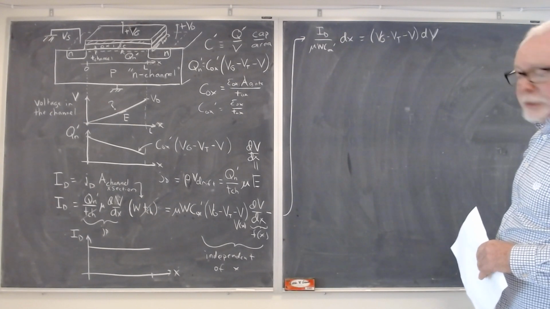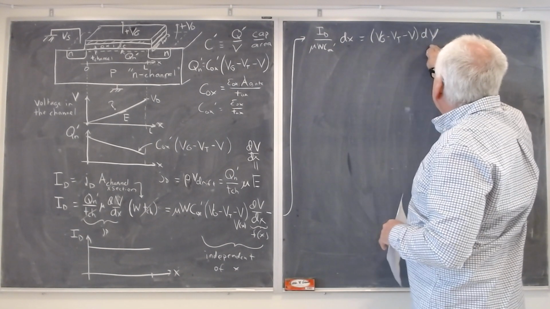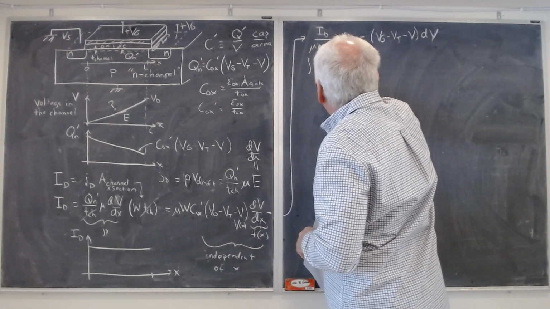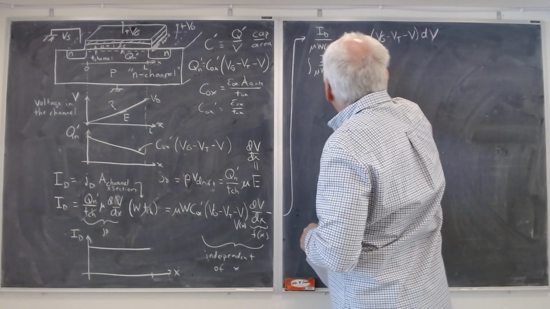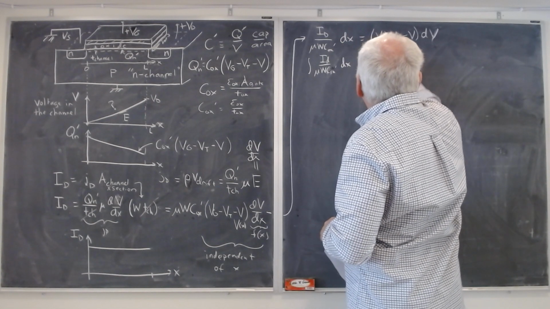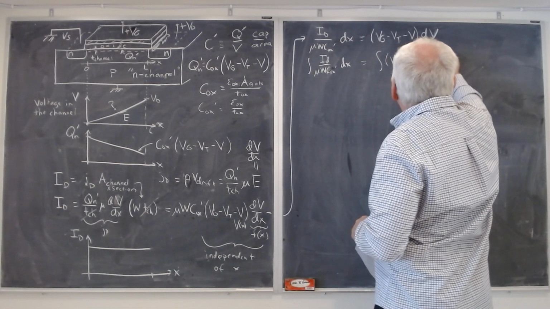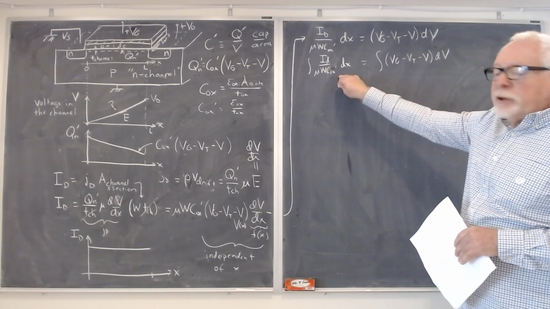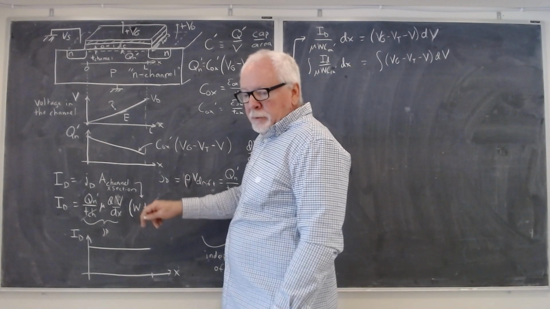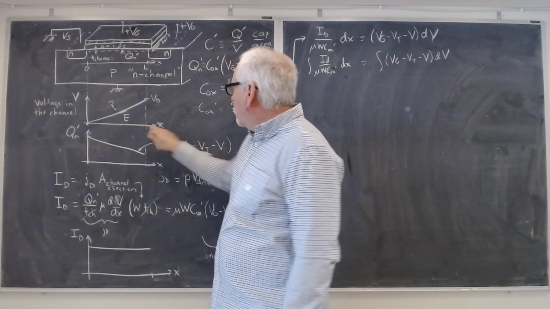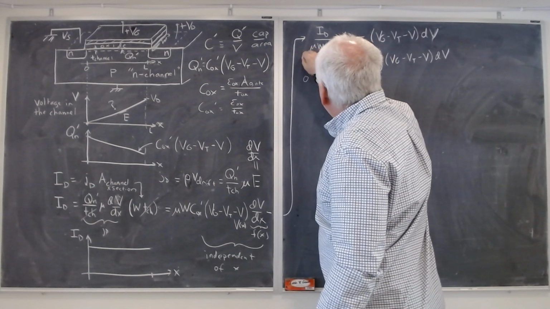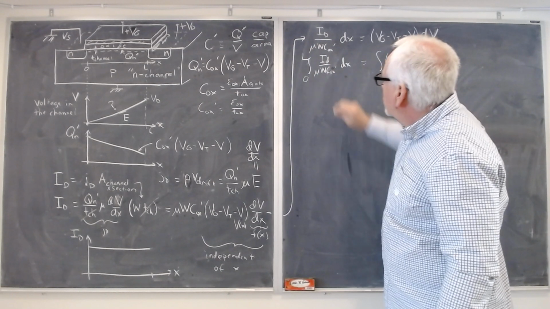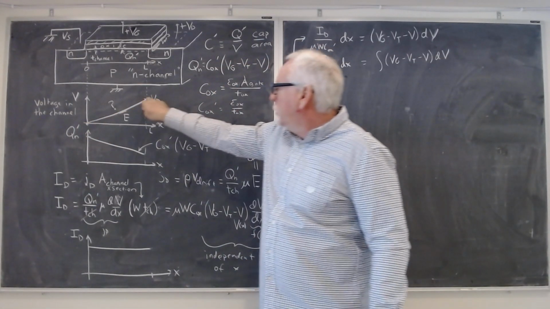So all I did was rearrange the terms algebraically. Now, whenever you have a dx on one side and a dV on the other side, all you have to do is integrate each side. Okay, what are the limits of integration? Well, here you're integrating with respect to x, so you're going from 0 to L. Here you're integrating with respect to voltage, and so as x is going from 0 to L, V is going from 0 to VD.